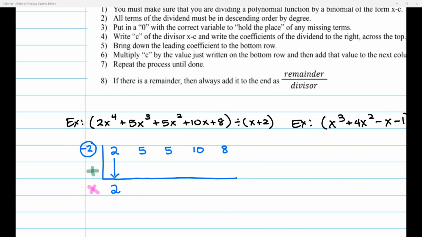All right, so what do I do now, right? This is the part where you have to memorize. You're going to multiply the c by the value just written on the bottom row, and then add that value to the next column. You're going to repeat the process until you're done. So what the heck does that mean?